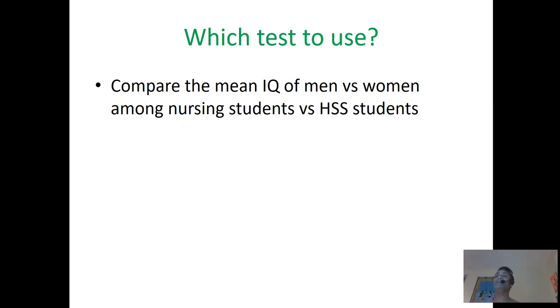So if we're comparing the mean IQ of men versus women among nursing students versus HSS students, what are we doing there? Mean IQ, that's a continuous variable. But now we've got two categorical variables, men versus women and nursing versus HSS. So that's going to be an ANOVA. What kind of ANOVA? A two-way ANOVA.